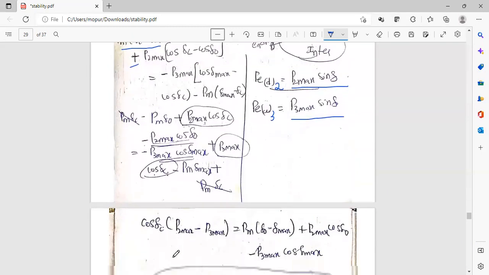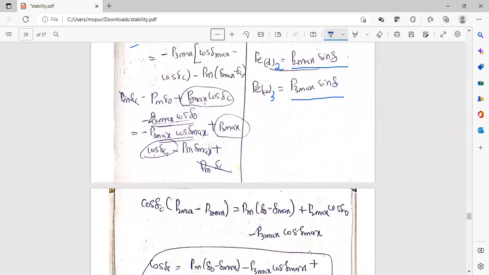Now, this is the equation which we had got. This is the leftover after cancelling that. Now here, we need cos delta C. Where is cos delta C? To find the critical clearing angle.